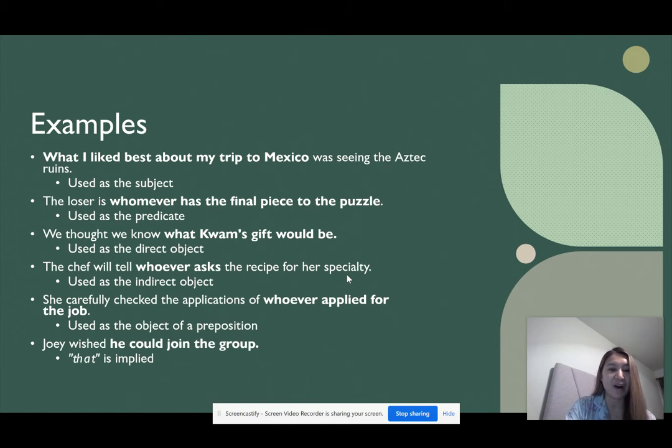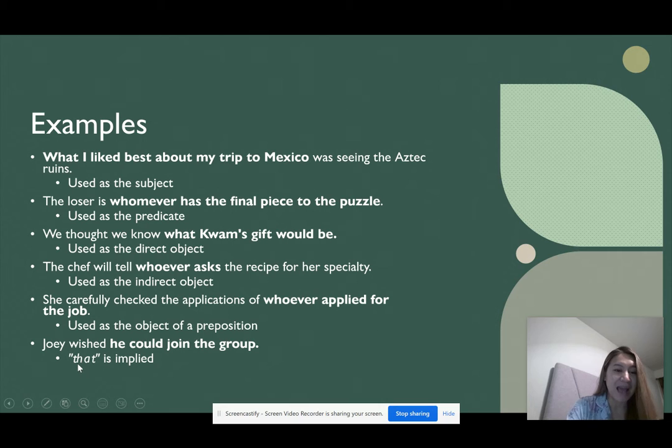There's no specific object, there's no direct object. That's why our noun clause here is used as an indirect object. Another one is used as the object of the preposition: whomever applied for. She carefully checked the applications of whomever applied for the job. Our preposition is the word "of," and our object here is "whomever applied for the job."